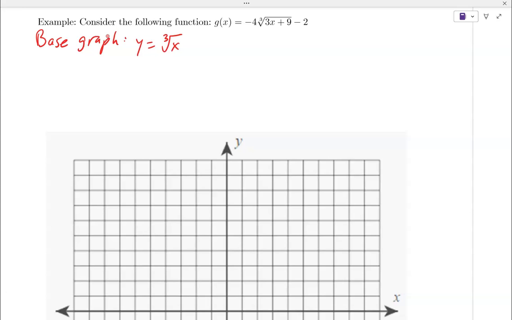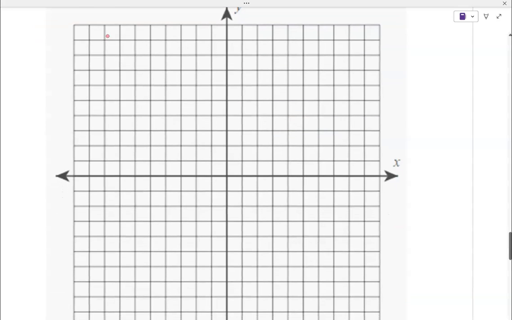Cube root looks almost the same. It just also continues on the other side. Remember, your odd roots have the negative piece on there. The even roots only have the right-hand side. So your base graph, some points on there will be (0, 0), (1, 1), (8, 2), because cube root of 8 is 2. And then you'll have the negatives, (-1, -1), (-8, -2), over here. And again, I'm not looking for perfection in your graphs. I just want you to make sure that you understand the idea of what's going on. So there's a basic shape for your cube root of x graph.